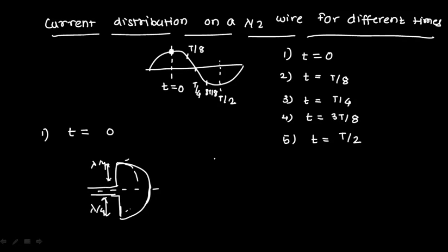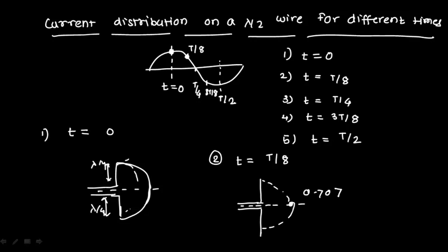The next condition is at t equal to T by 8. This is the actual value of the current. When you're observing here, you will get 0.707 of the maximum current. So this will be the maximum current, that is this one, and this current will be 0.707 I0. Okay, so this is the current distribution here.